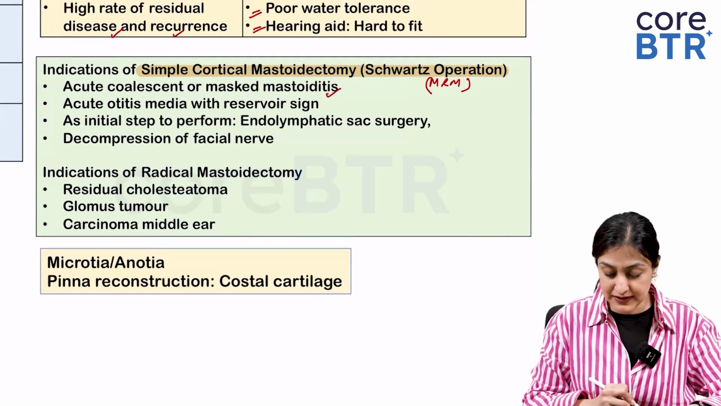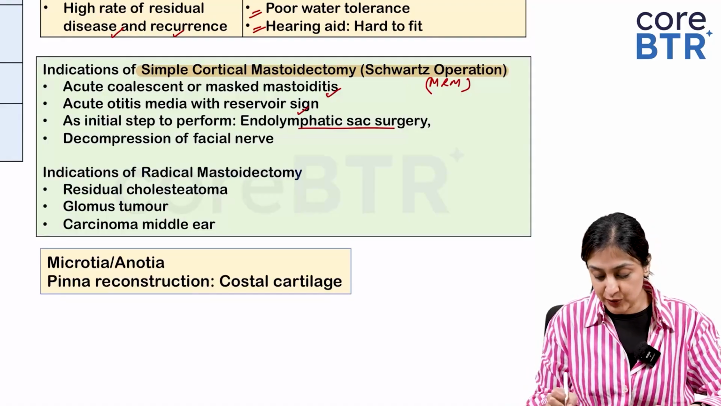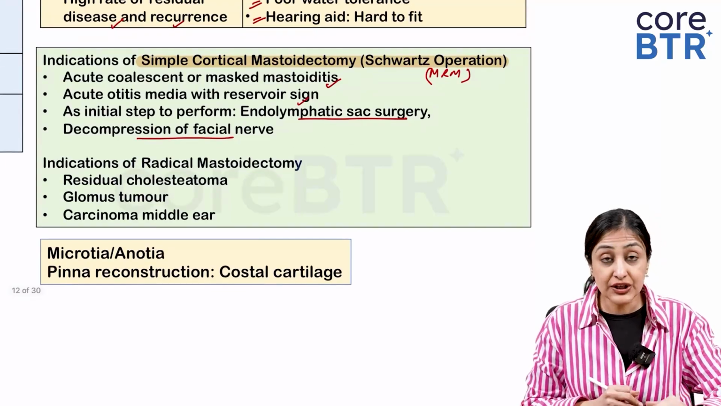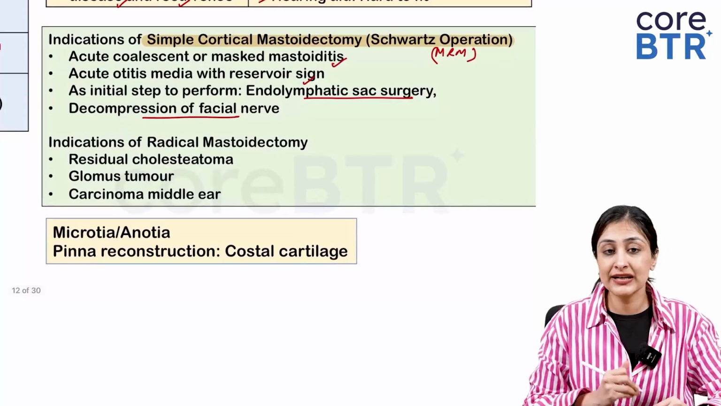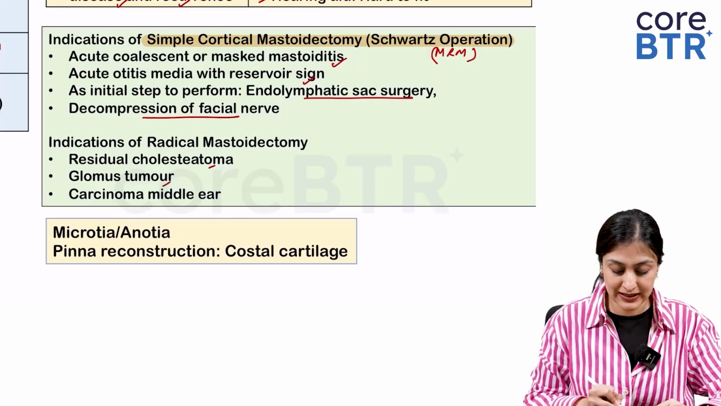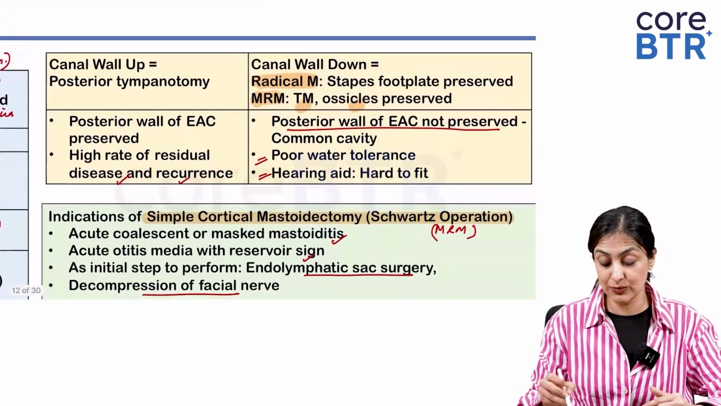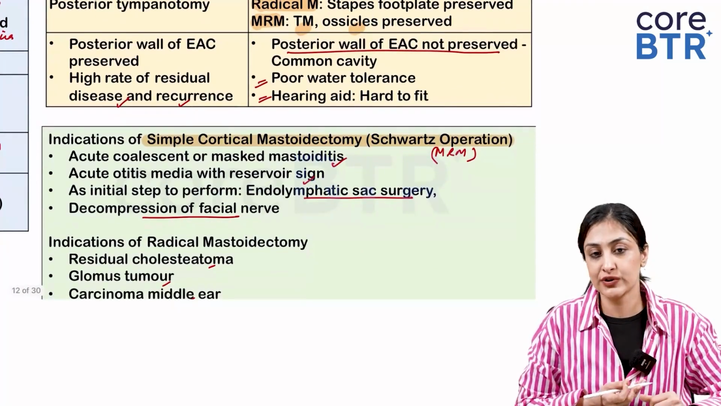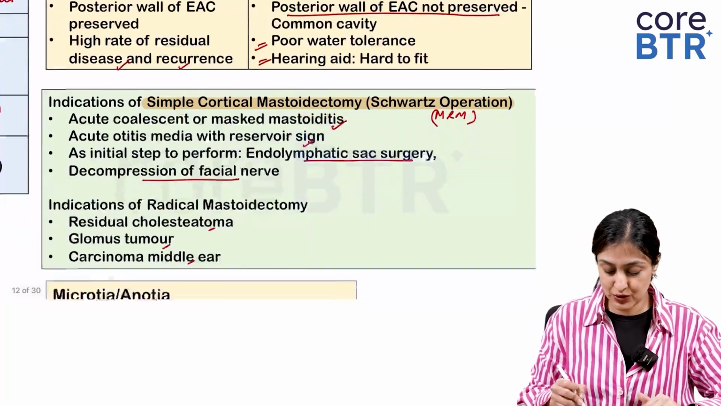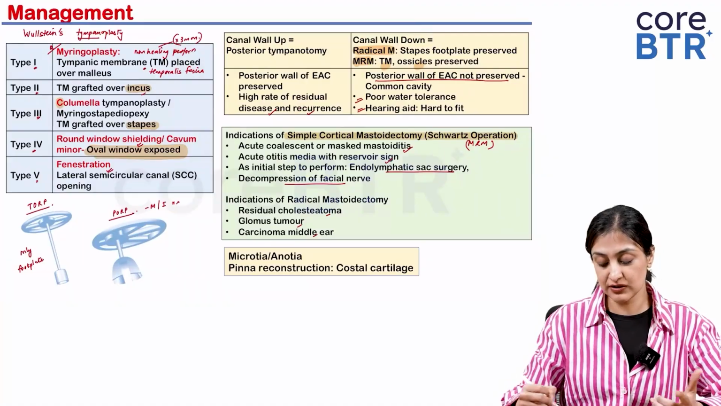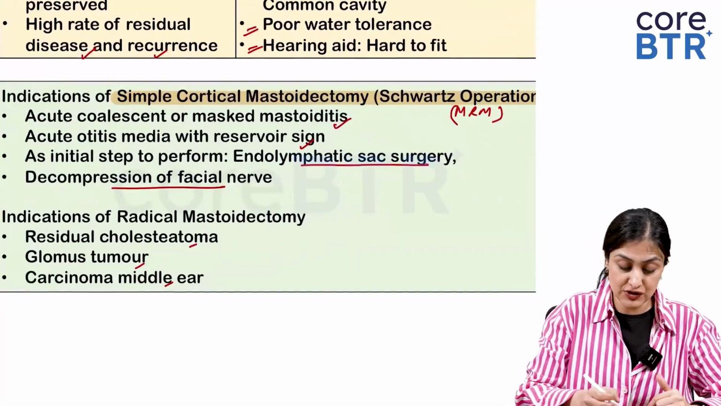Any mastoiditis, acute otitis media we have to drain, or endolymphatic sac surgery or decompression of facial nerve. Radical mastoidectomy is where I have a tumor, residual cholesteatoma, glomus tumor, carcinoma, and we cannot leave anything behind, right? So this is what you will remember, simple cortical mastoidectomy versus radical. These are a few terms which are confusing. They have asked you these indications multiple times, okay?